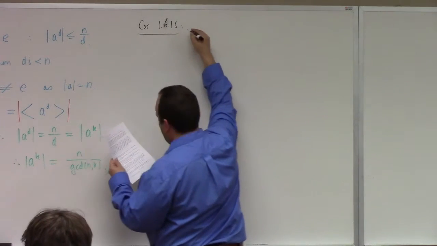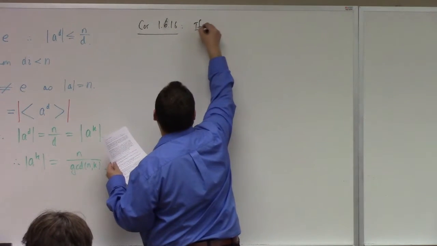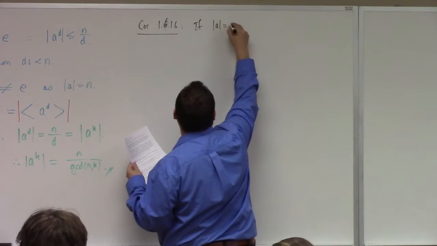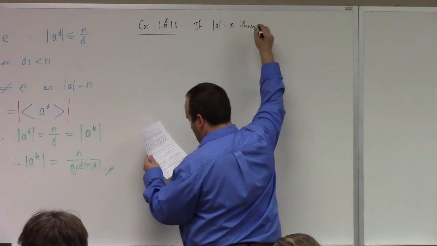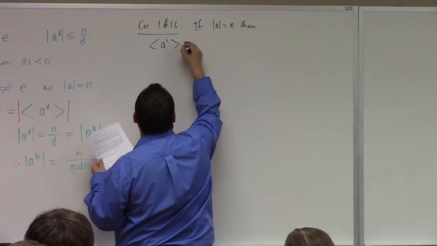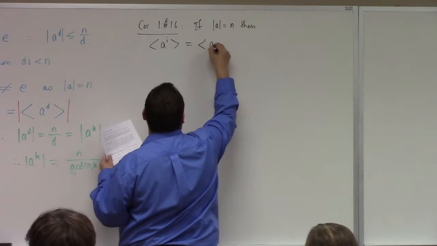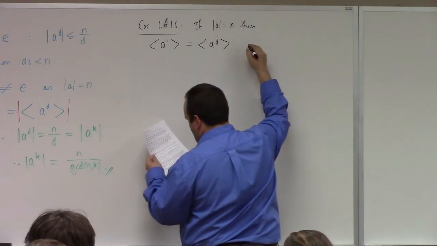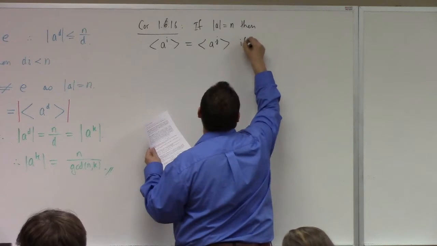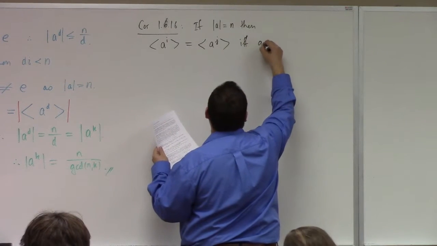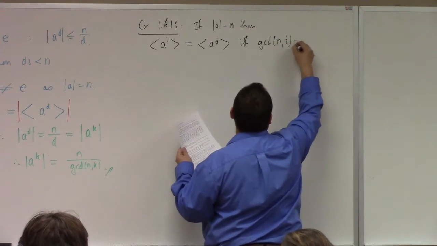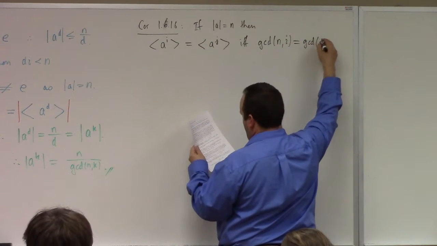1.6.16 states the following. If the order of a is equal to n, then the cyclic subgroup generated by a to the power i is equal to the cyclic subgroup generated by a to the power j, if and only if the greatest common divisor of n and i is equal to the greatest common divisor of n and j.